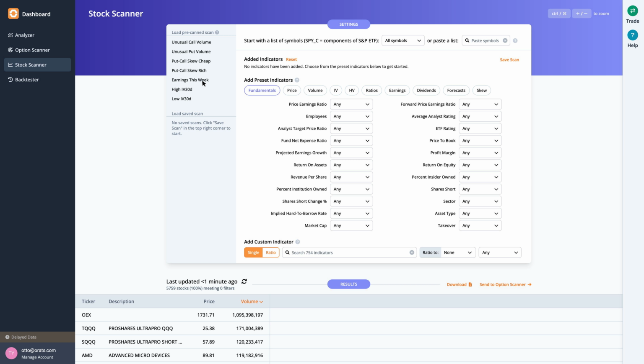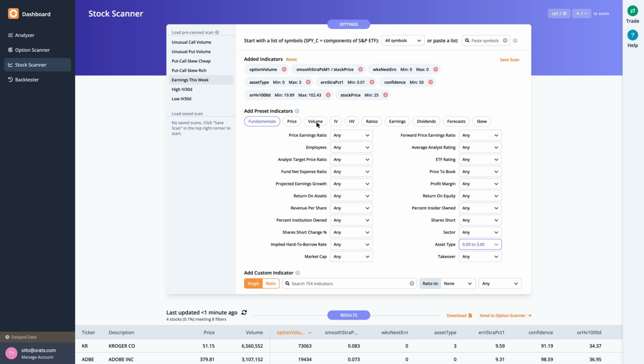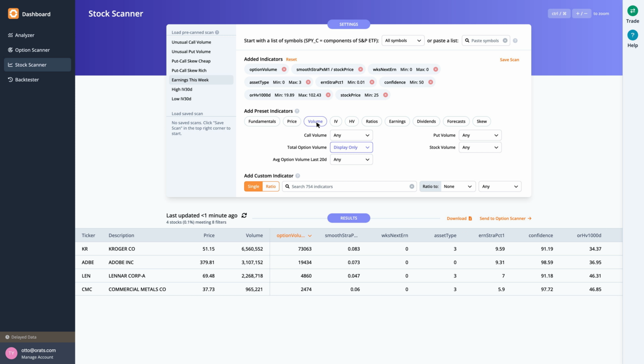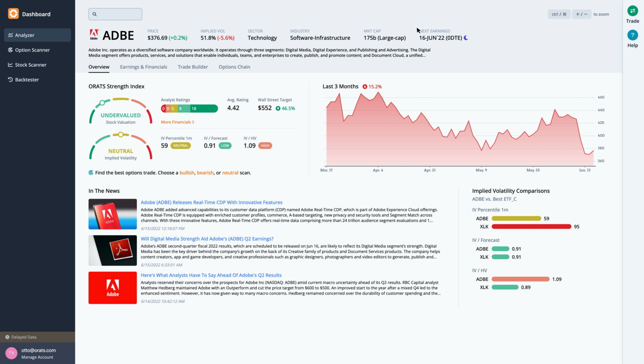Let's start by running a scan on earnings reporting this week, which includes the total option volume indicator, sorted from greatest to least. Focusing on Adobe Systems, as we click through we see this large cap company reporting earnings on Thursday, June 16, after the close.